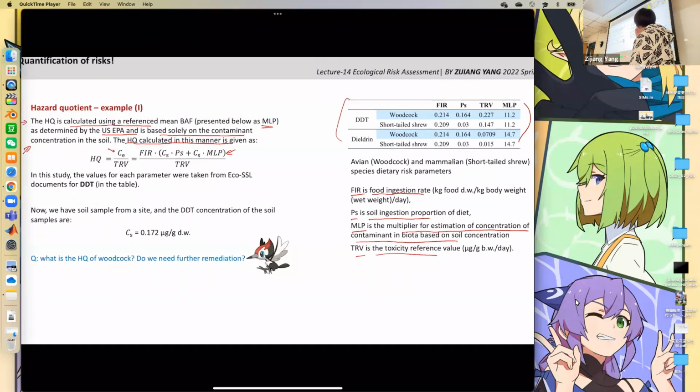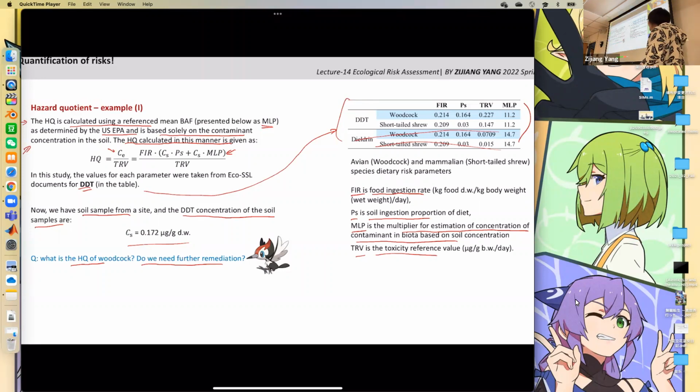So, for example, in this case, we are interested in the DDT, and the information is summarized in this table. So let's just ignore Belgium. So we have different values for this parameter. Now we have a soil sample from a site, and the DDT concentration of the soil sample is this one. So we know the soil concentration is like this. And the question is, what is the HQ of woodcock? And do we need further remediation? To answer this question, we can calculate HQ.